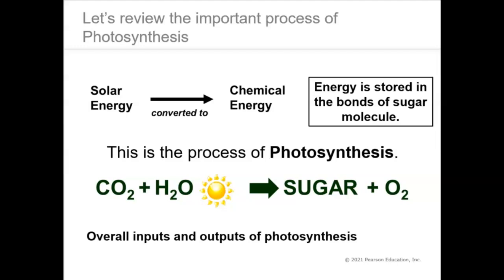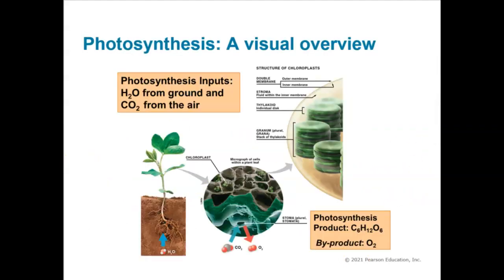So in the process of photosynthesis, solar energy is converted to chemical energy, and that chemical energy is stored in the bonds of sugar molecules, so glucose. The actual chemical equation for the process of photosynthesis is CO2 plus H2O plus sunlight is going to create sugar in the form of glucose and O2, or oxygen. So these are the inputs, these are the outputs of photosynthesis.